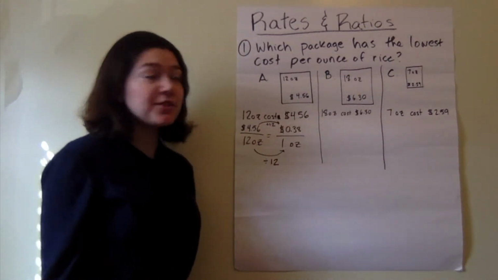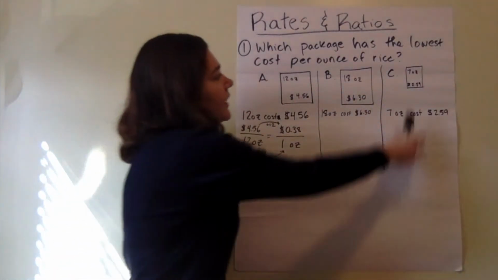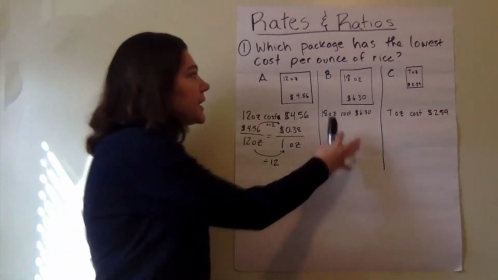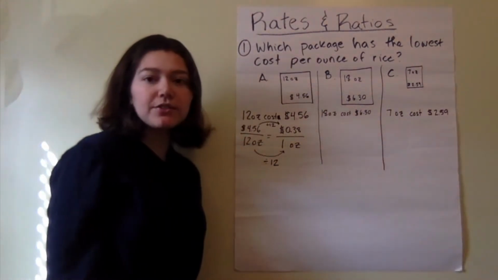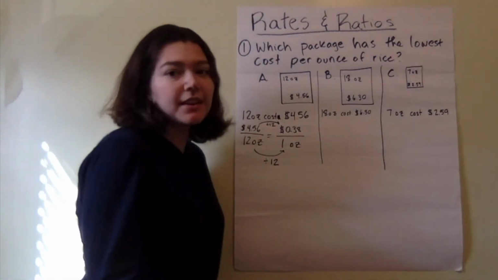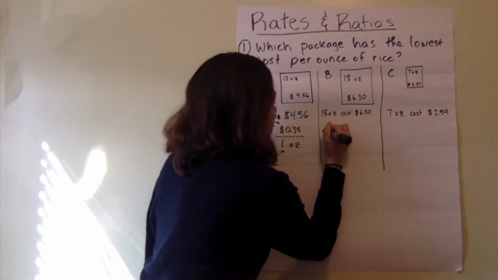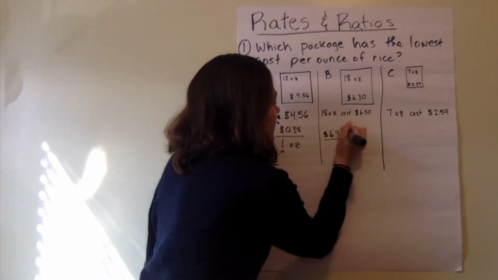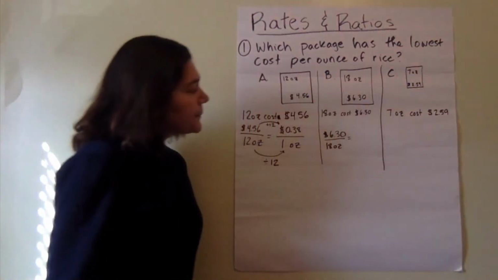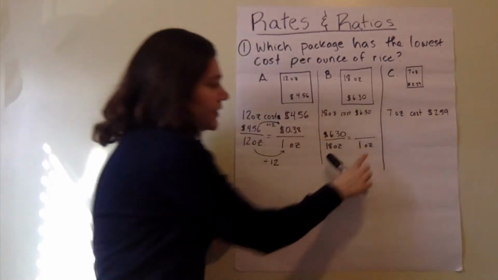Okay, so now it's saying which package has the lowest cost per ounce of rice. I need to find that unit rate for B, for the 18 ounces for $6.30, and then for C, for 7 ounces for $2.59. So we'll do B again together, and then I'm going to have you do C by yourself. So first thing I'm going to do is set up my ratio, really set up like a fraction. So this is $6.30 for 18 ounces of rice. So I need to get from 18 ounces to 1 ounce.